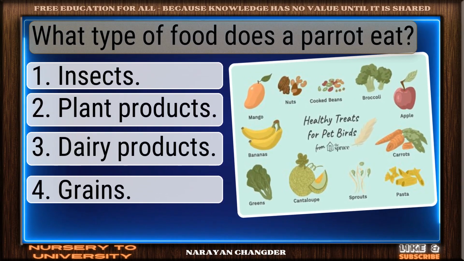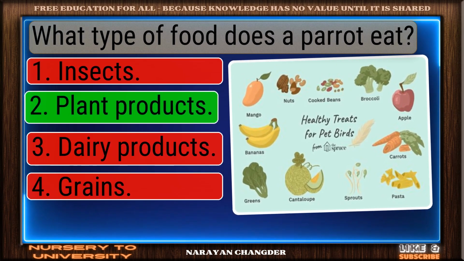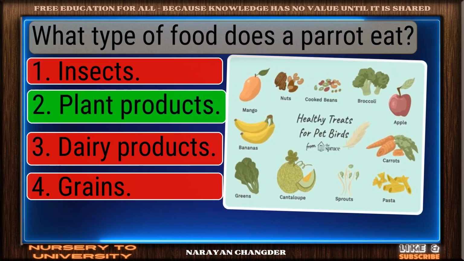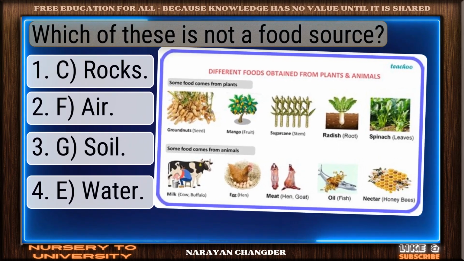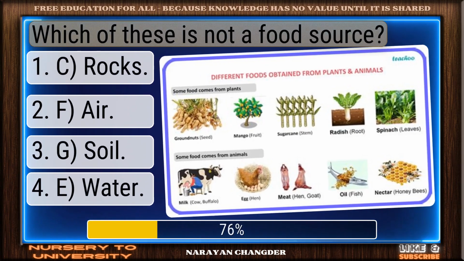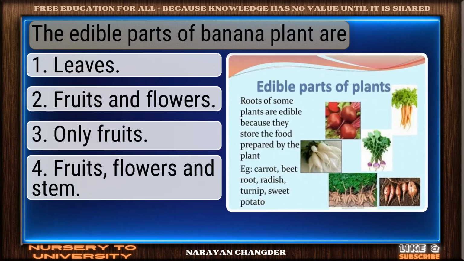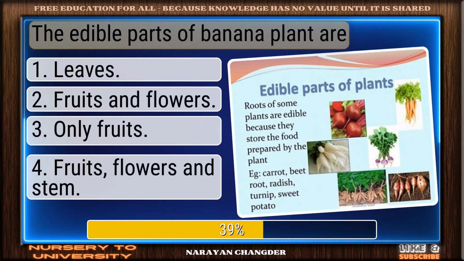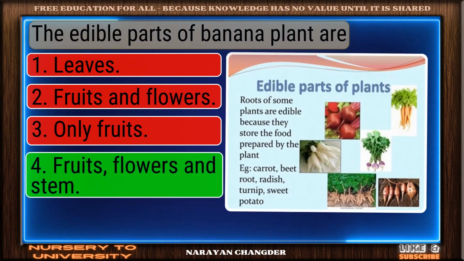What type of food does a parrot eat? Nice selection. Plant products is the correct and valid answer. Which of these is not a food source? Perfect. Sea rocks is the correct choice. The edible parts of banana plant are. Well done. Fruits, flowers, and stem is the right choice.